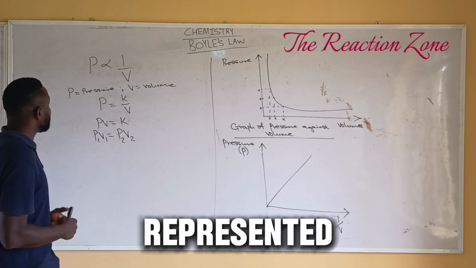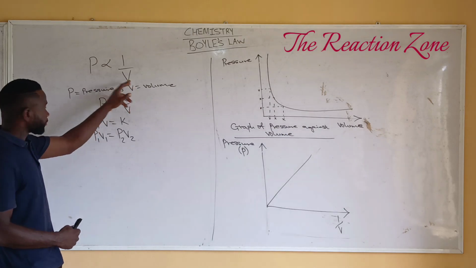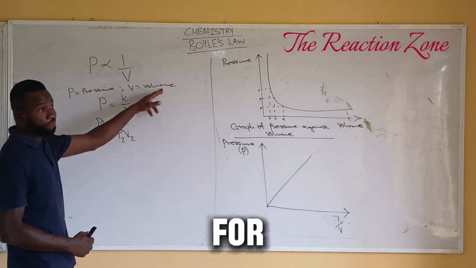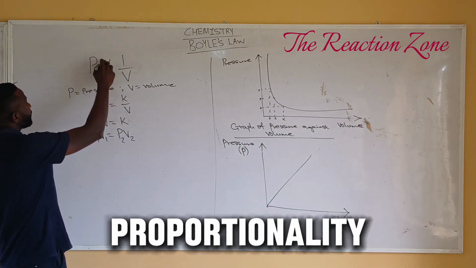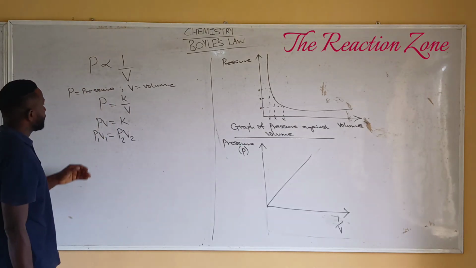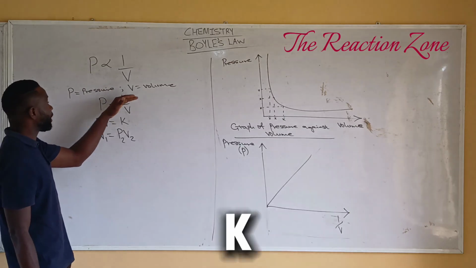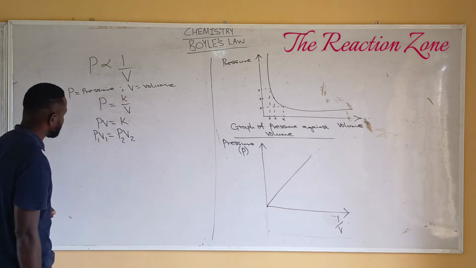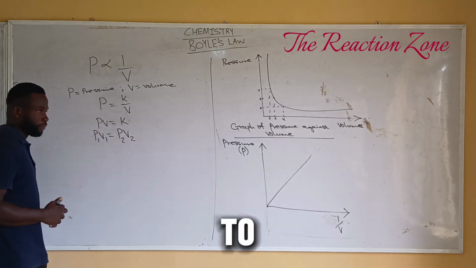Mathematically, this is represented as P is inversely proportional to V. P here stands for pressure, V stands for volume. When the proportionality sign is changed to the equality sign, the mathematical expression becomes P is equal to K over V, where K is the constant of proportionality. And when you make K the subject, PV is equal to K.